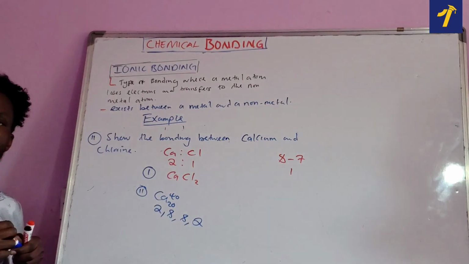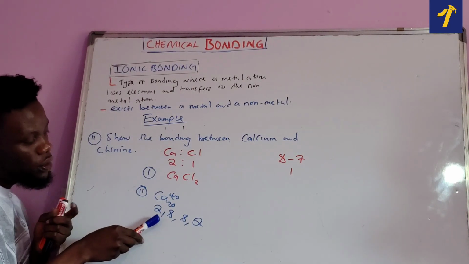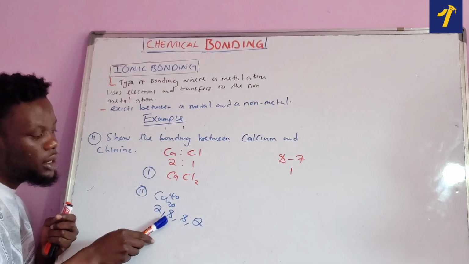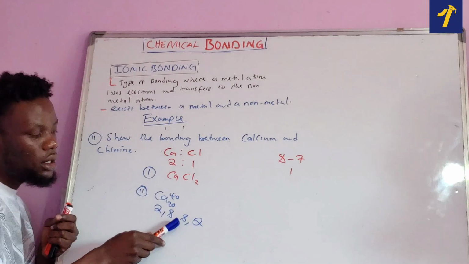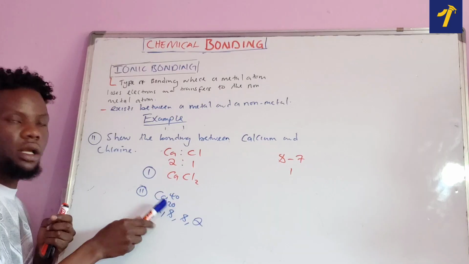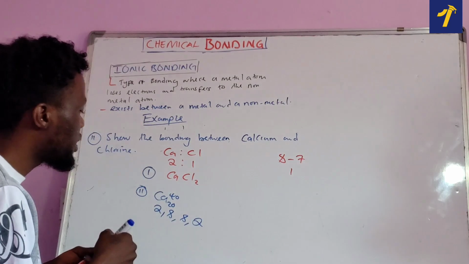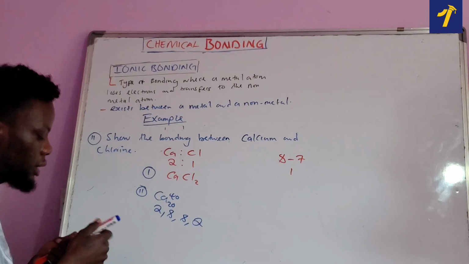So this is the electron configuration for calcium. Now if you want to confirm, remember what I said, you add 2 plus 8, 10, 10 plus 8, 18, 18 plus 2, it is 20. Then you are correct. Then you do the same thing with the chlorine.